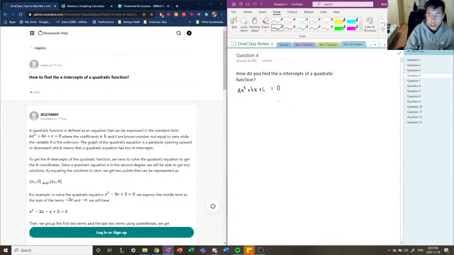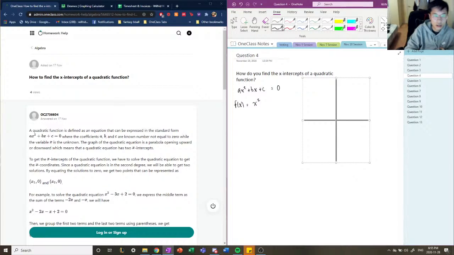Okay. But the x-intercepts are basically the parts of the graph. So let's say that we have f of x equals x squared. Okay. So if we were to graph this, it would look like this, right? So our zeros are the parts of our graph where the point touches the x-axis. So we only have one 0 here, which is in fact (0, 0). Okay. So that is what it means when we want to find the x-intercepts of a quadratic function.